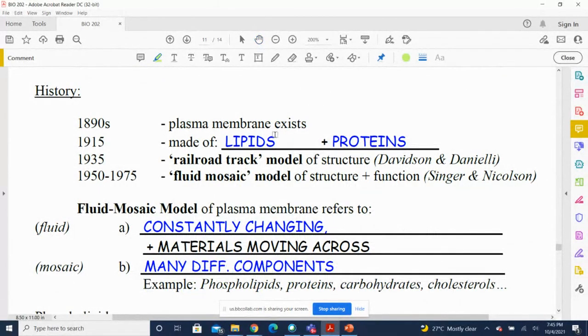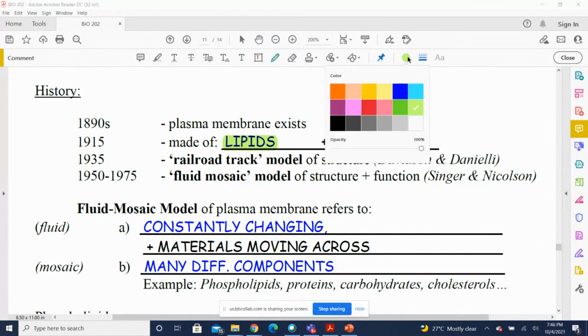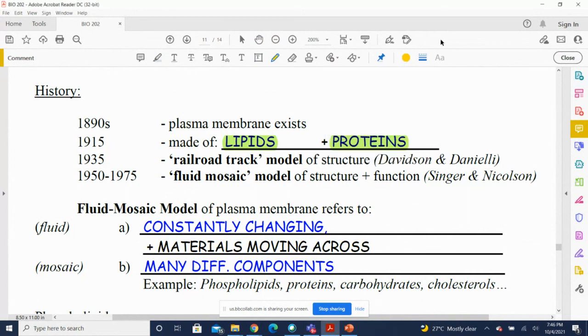The big things to take away from that discussion was that already in the early 1900s, we knew that cell membranes were made of lipids and proteins. And our current understanding is actually rather close to this. So you remember we have our two layers of phospholipids, and then we have some proteins embedded in there.